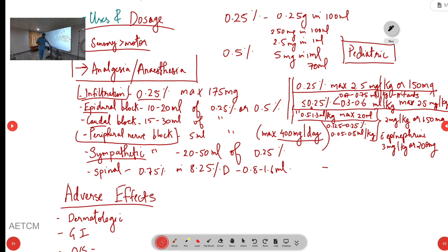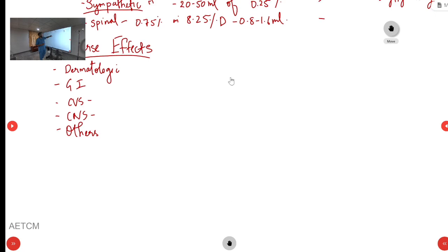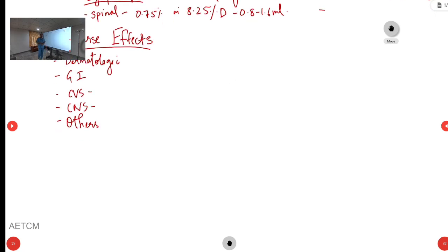Then coming to the adverse effects, basically the common adverse effects can be some pruritus or rashes can be present, in this, itching and all can be present at the site of injection, or there can be some GI effects, like there can be nausea, vomiting, constipation, like that side effects can be there.